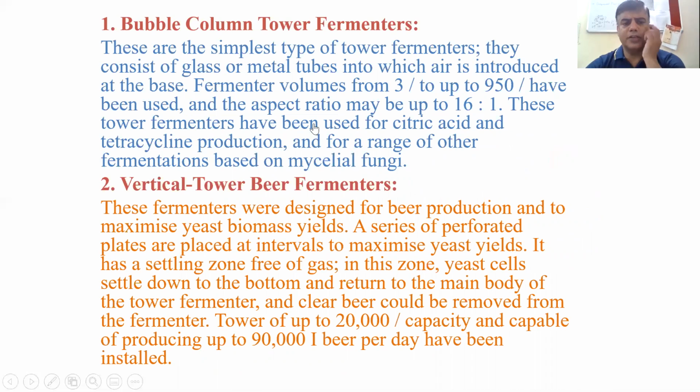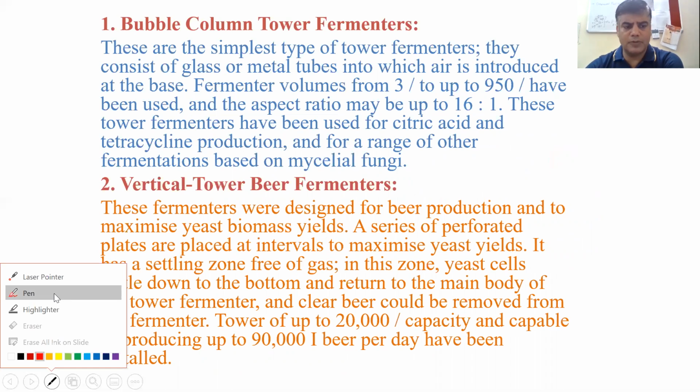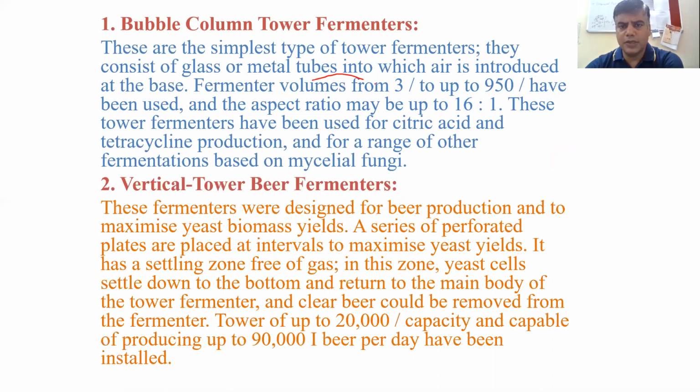Bubble column tower fermenters are the simplest type of tower systems. They consist of a glass or metal tube into which air is introduced at the base. Fermenter volumes from 3 liters up to 950 cubic meters have been used, mainly for citric acid production or tetracycline production, or for a range of other fermentations based on mycelial fungi.